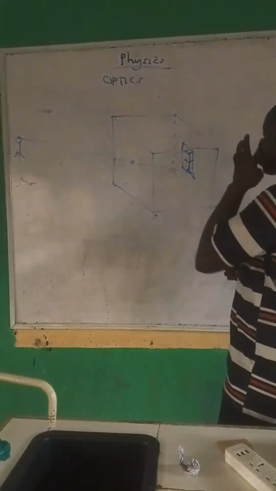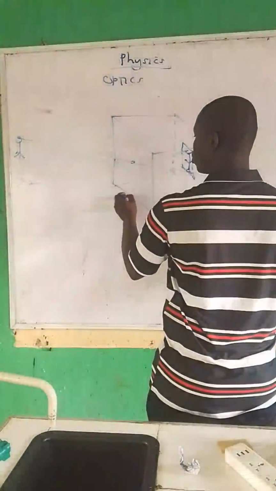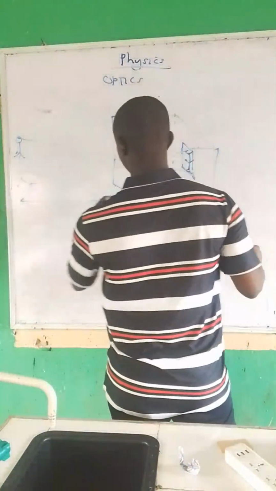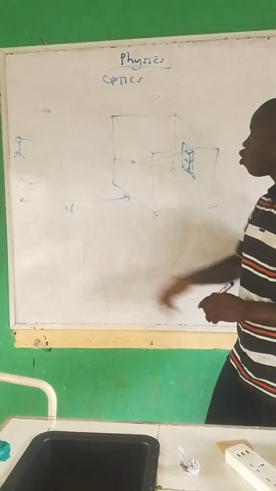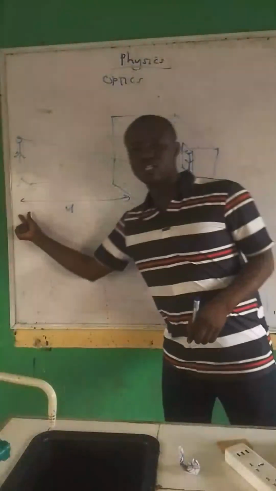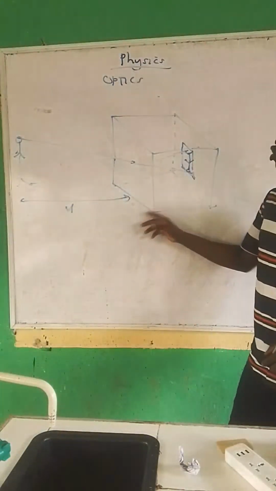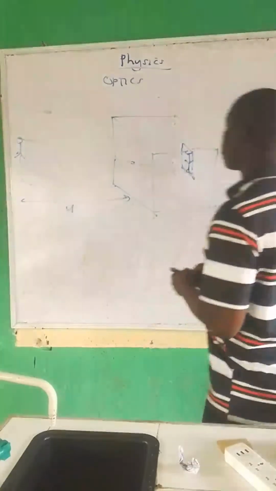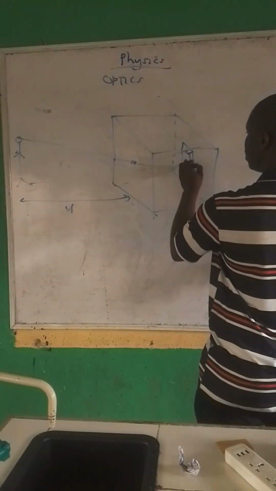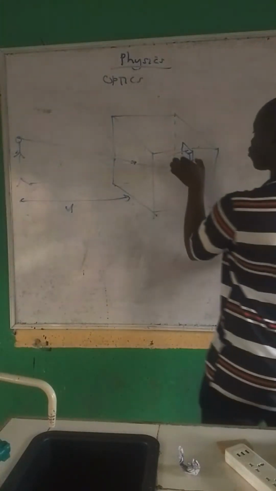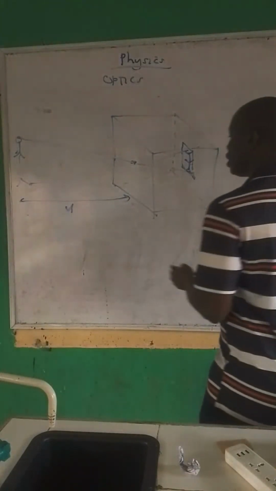Now, from the pinhole to the object is called the object distance. We use U to represent it. From the pinhole to the object is called the object distance. We use U to represent it. Now, from the pinhole to the image, that is to the photographic film, is the image distance.